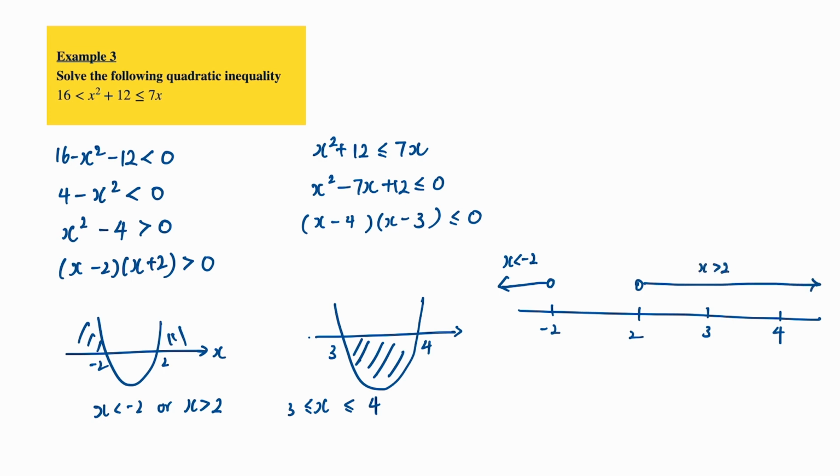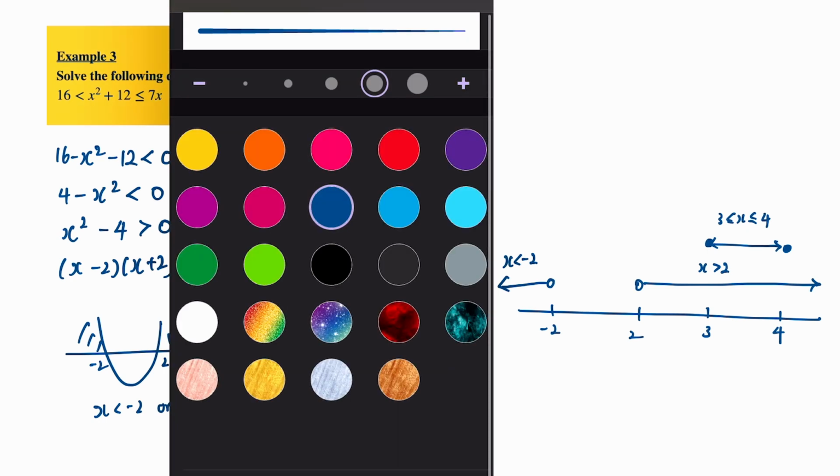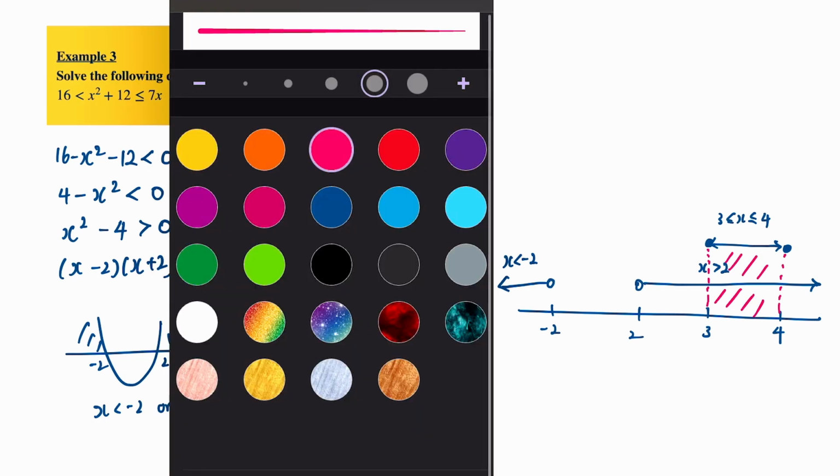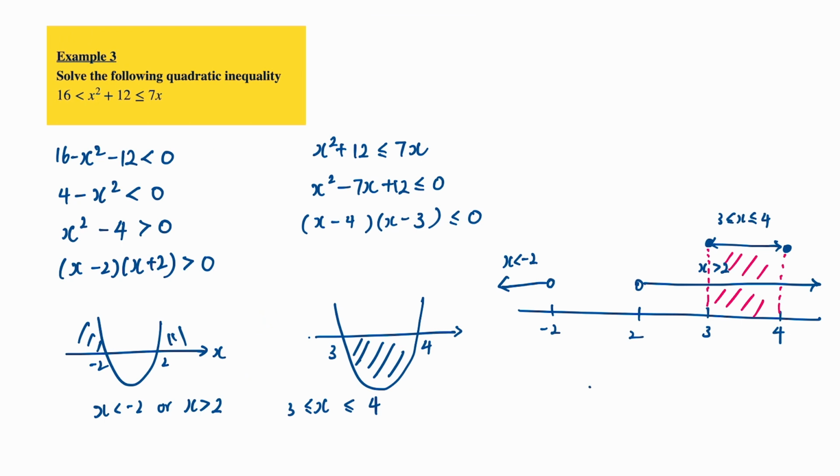Now next, for the region 3 less than x less than 4, we denote it over here using a shaded dot to indicate that it is a less than or equal sign. And then what we do is to find a common region. Now in this case, we can shade the region 3 less than x less than or equal to 4 because these two ranges overlap with each other, resulting in a common range that satisfies both inequalities. So the answer to this particular question will be 3 is less than or equal to x is less than or equal to 4.